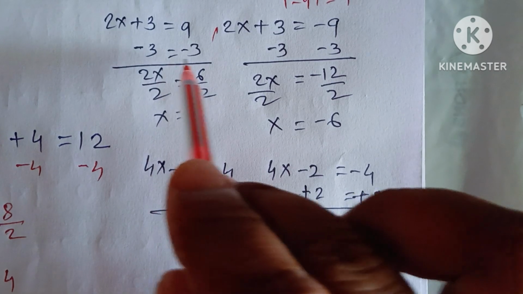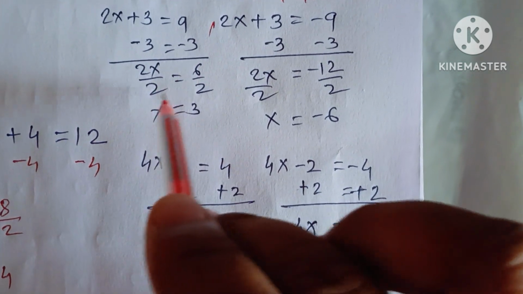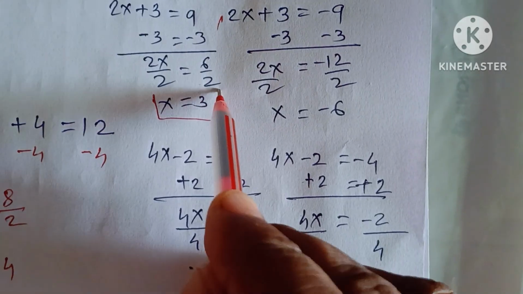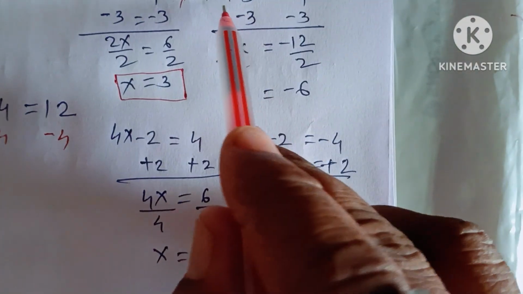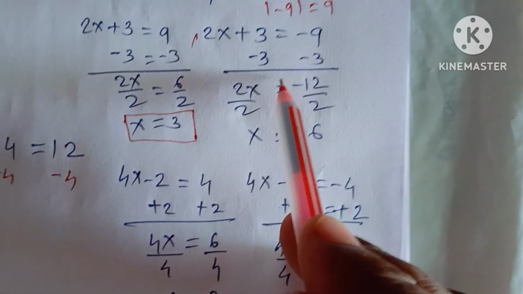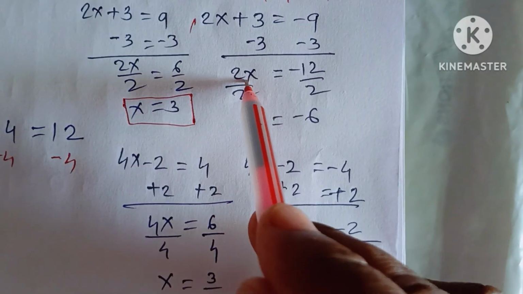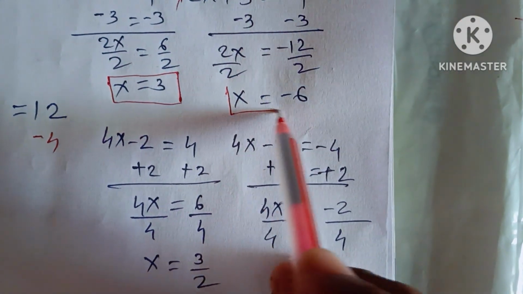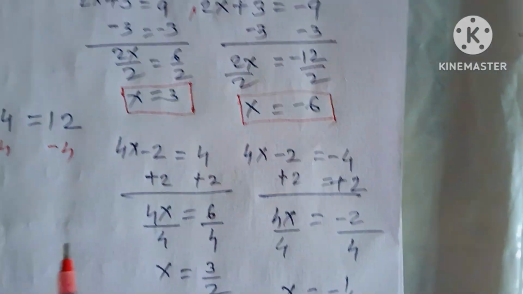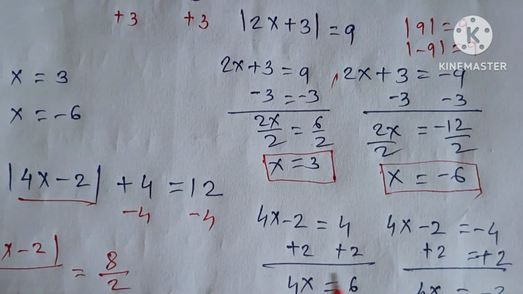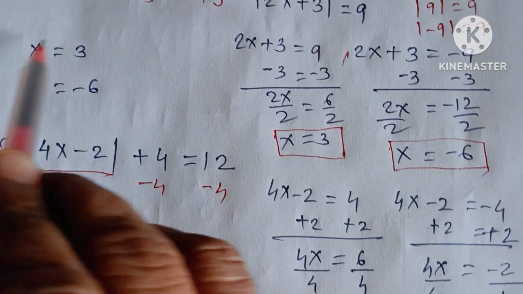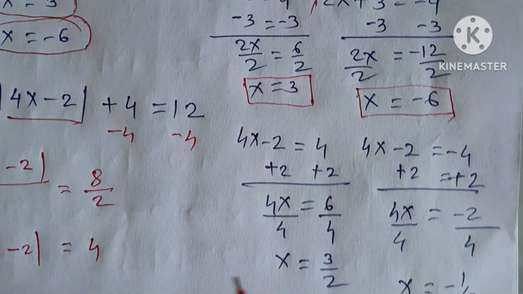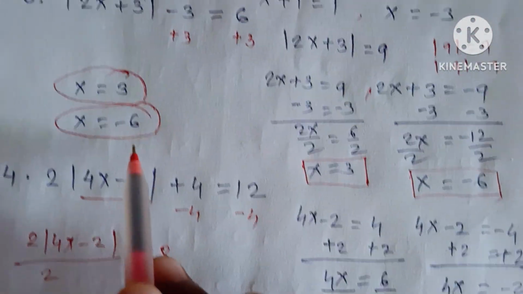Subtract 3 from both sides, so we get 2x by 2 is equal to 6, then x is equal to positive 3. Here, subtract 3 from both sides, so we get 2x by 2 is equal to -12 by 2, so x is equal to negative 6. So we have got the two values x is equal to 3 and x is equal to -6. So we have got two solutions.